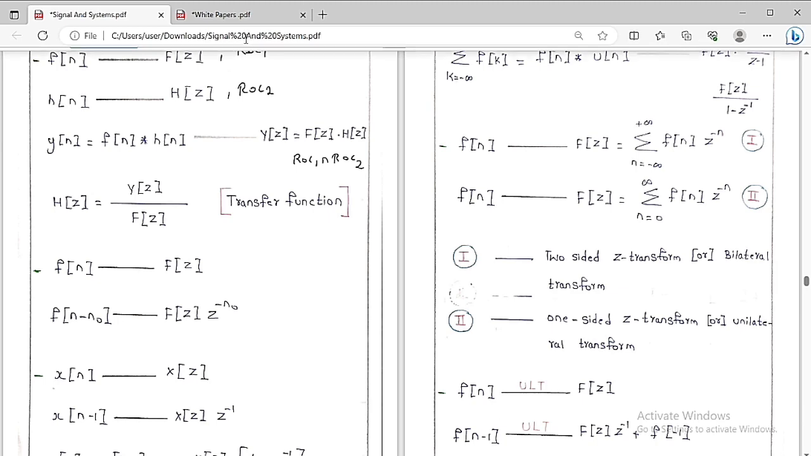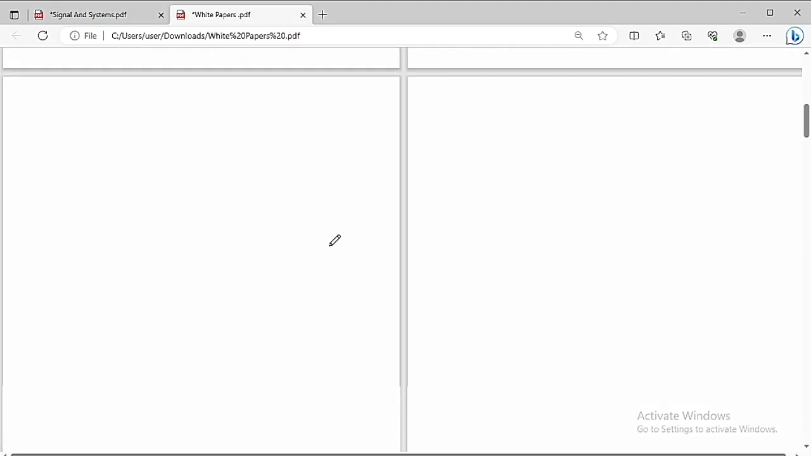So let me write this formula here so that you can easily understand. Suppose f of n has the Z transform F of z, then f of n minus n naught has the Z transform F of z into z to the power of minus n naught. So it's a very, very beautiful formula that you always have to keep in your mind.